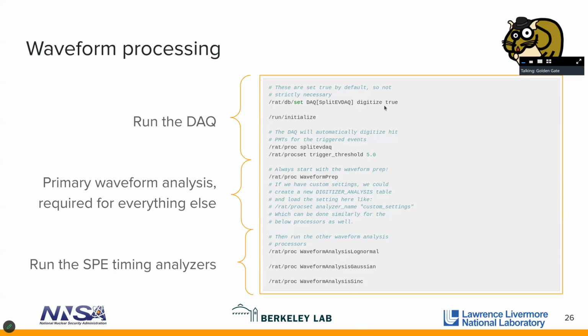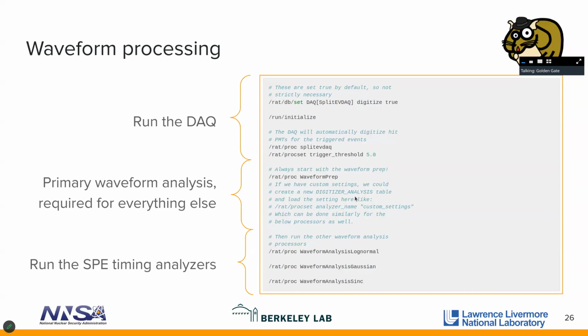Okay, so digitize being true here only impacts split EV DAC. So if you don't run a DAC, none of these waveform analysis things will work because you're not actually digitizing the waveforms. I don't know if RAT crashes or just gracefully skips. I think it just skips the empty waveforms. It won't do anything. So you have to run this DAC for any of this waveform processing to work.